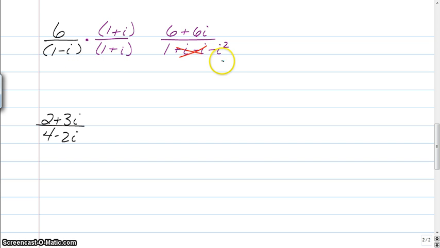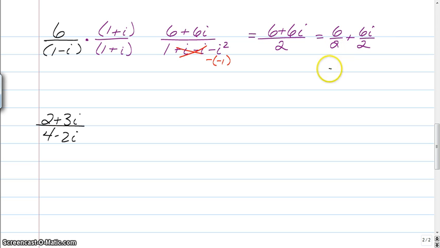Okay? Now you just have to simplify. Remember, i squared is a negative 1, so this is technically a negative 1. So once we finish this, we're just going to have 6 plus 6i all over 1 minus a negative 1, which is 2. Last step. You should split these. This is like saying 6 halves plus 6i over 2. The reason why you split them is so you can see that you can reduce them. So 6 over 2 is actually 3, and 6i over 2 is actually 3i. And now you are done.